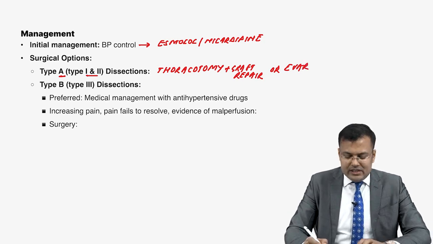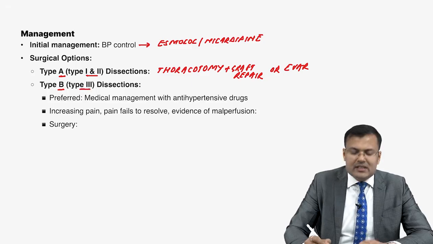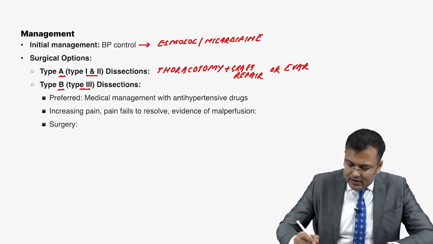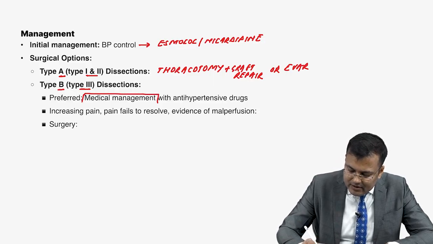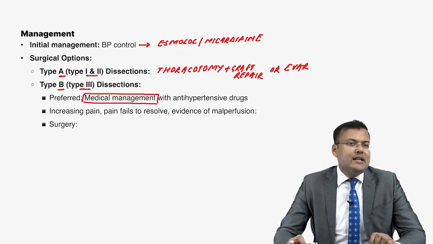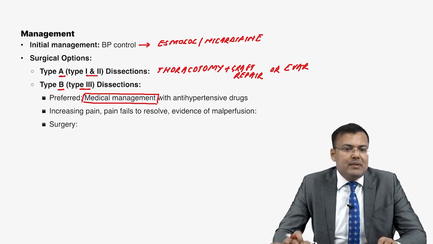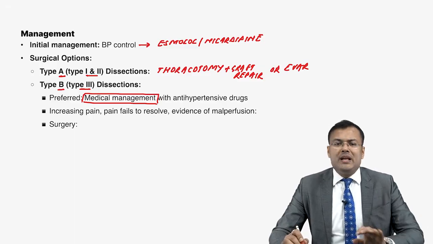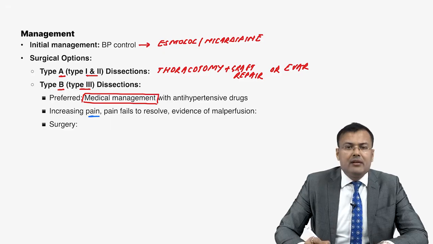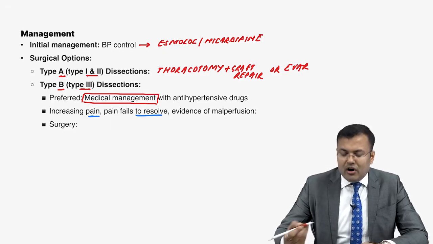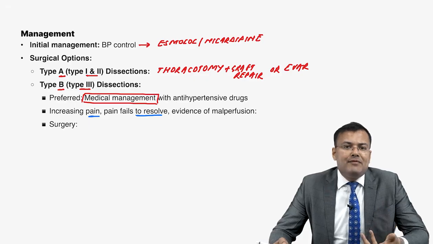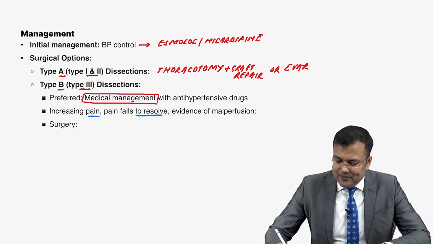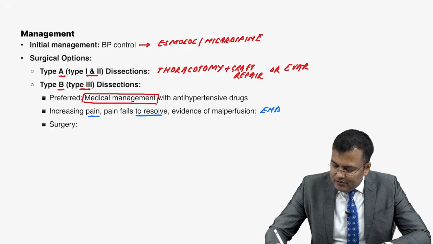Clear? But if the patient has Stanford type B, which is DeBakey type 3, what is the preferred management, guys? You have to remember, the preferred management is medical management with antihypertensive drugs. In which cases do we go for endovascular stent placement? If there is increasing pain, or pain fails to resolve, or the patient has evidence of malperfusion. In all these cases we go for endovascular stent placement.